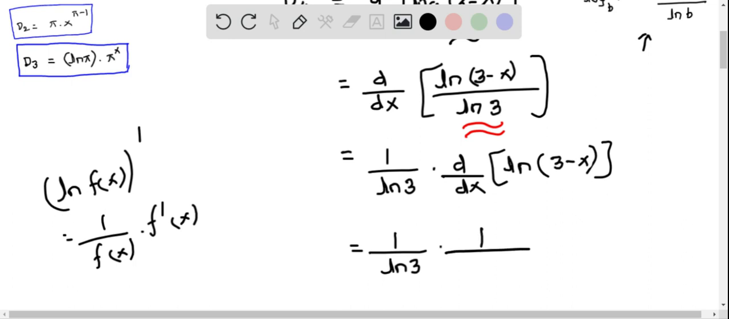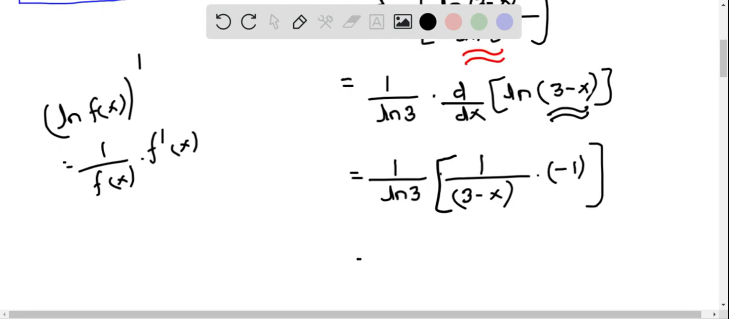So this becomes 1 over f of x, which is 3 minus x. And then using the chain rule, we find the derivative of this expression 3 minus x. The derivative of this expression is basically negative 1, since 3 is a constant, it becomes 0. So we get this expression. This can be further simplified. So therefore, this becomes, we have negative 1 in the numerator and natural logarithm of 3 in the denominator. So when we combine both, we get negative 1 over natural logarithm of 3 multiplied with 3 minus x. So basically, this is D4.